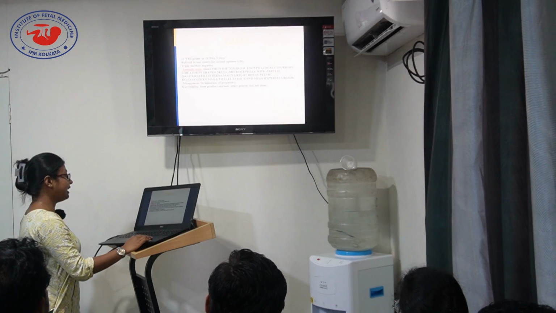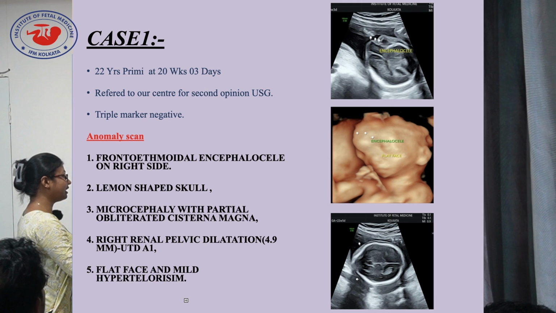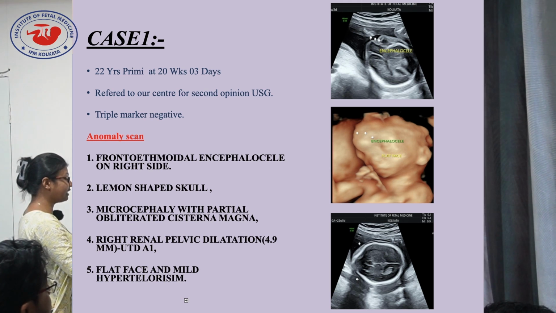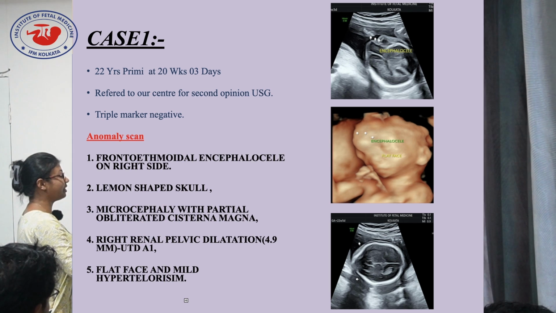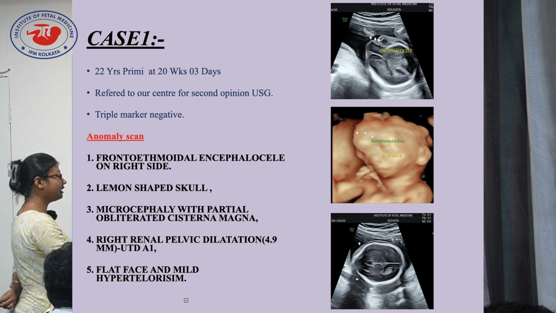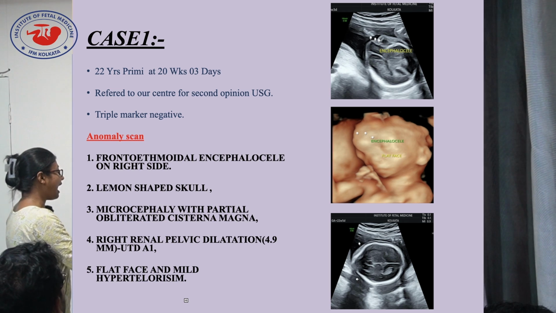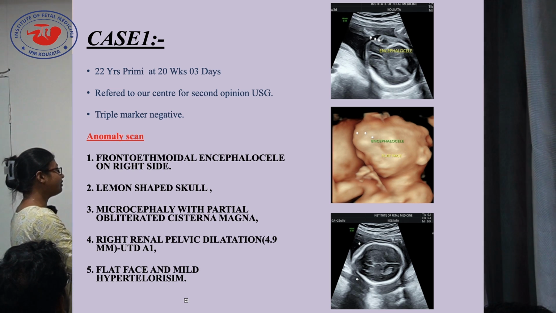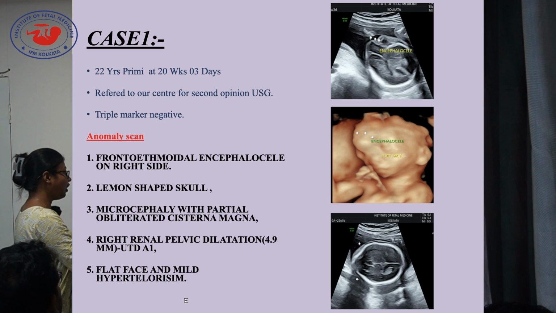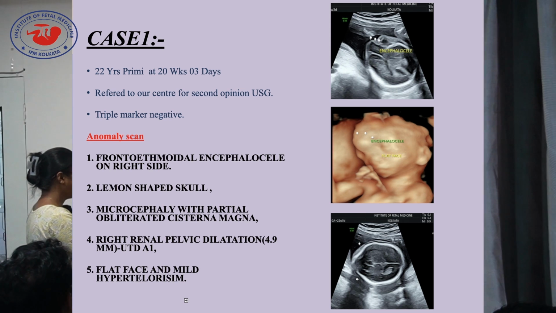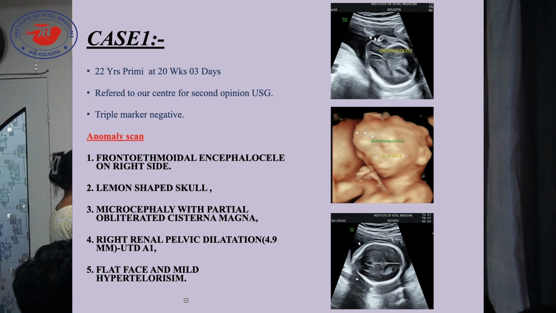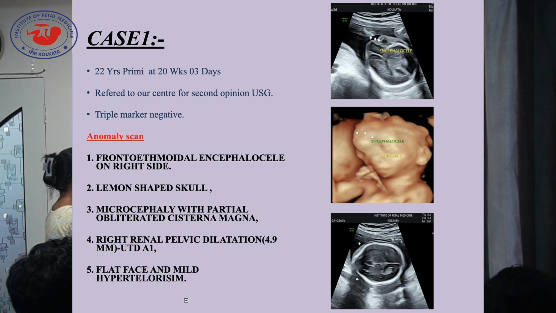In our first case, a 22-year-old primigravida presented at our clinic at 20 weeks 3 days of gestation. She was referred to our center for a second opinion ultrasound. Her triple marker was negative. The anomaly scan showed a frontoethmoidal encephalocele on the right side. The baby has a lemon-shaped skull, microcephaly with partially obliterated cisterna magna. The right renal pelvis is dilated.